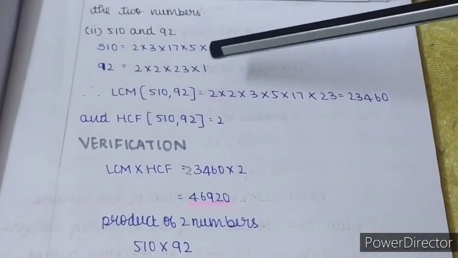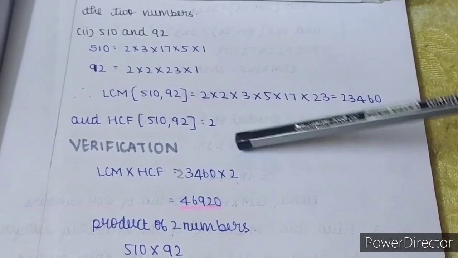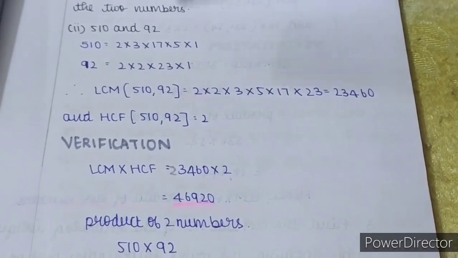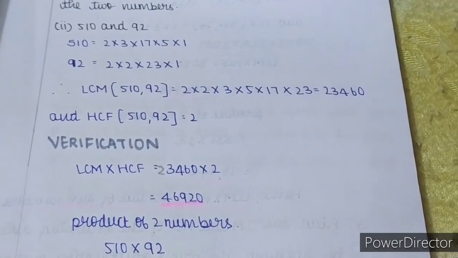As we saw in the prime factorization, LCM is the product of the greatest power of each prime factor involved in the numbers, and HCF is the product of the smallest power of each common prime factor involved in the numbers, respectively.